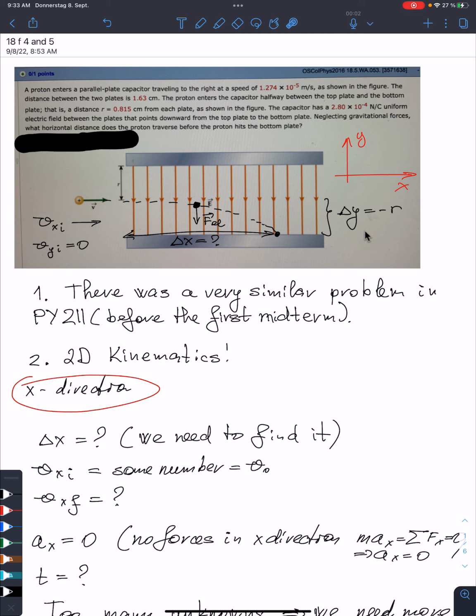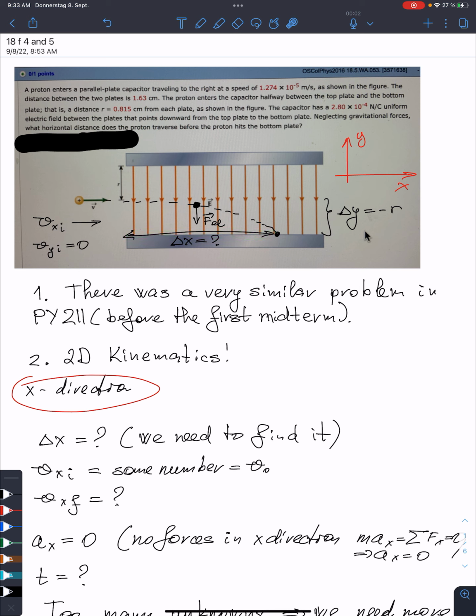Since this travels in this electric field, there will be an electric force. It coincides in direction with the electric field because the proton is a positively charged particle. So the trajectory will bend and eventually the proton will fall on this plate. We need to find the horizontal distance it traveled.